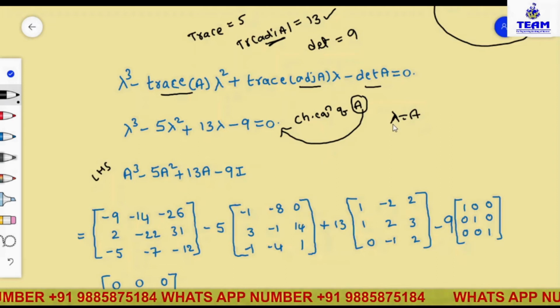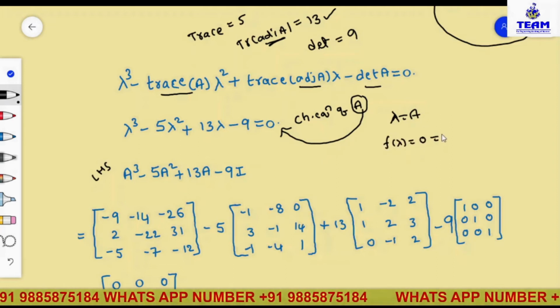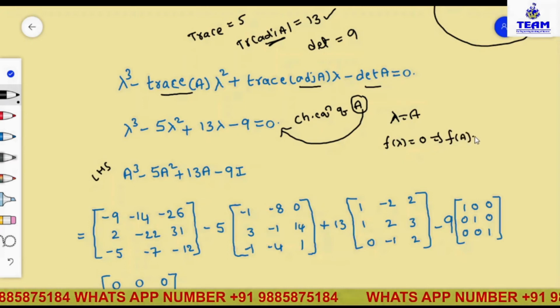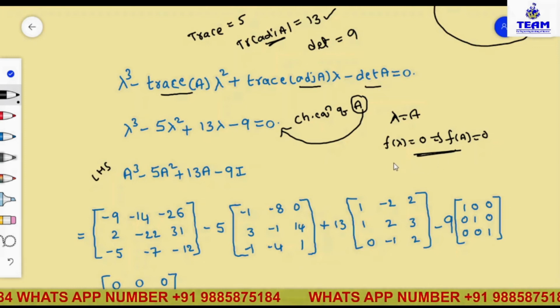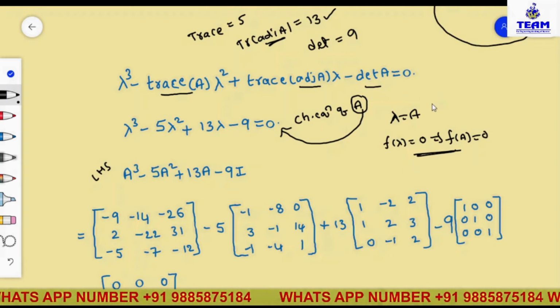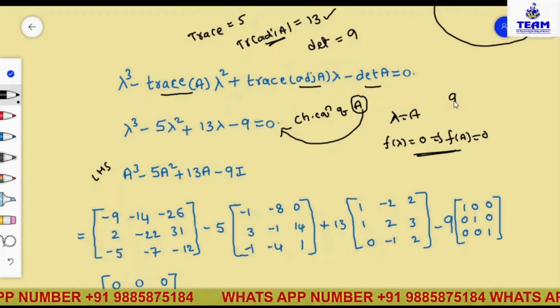In place of lambda, I am substituting capital A. So f of lambda equal to 0 means you will have f of A equal to 0. Then only the Cayley-Hamilton theorem is verified. Moreover, friends, normally lambda is here 9, a constant. Lambda is a scalar, so 9 is a constant.